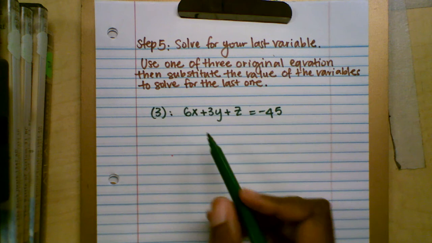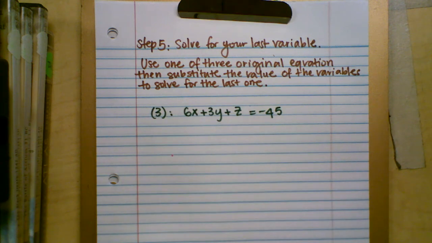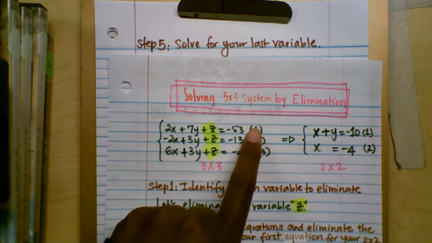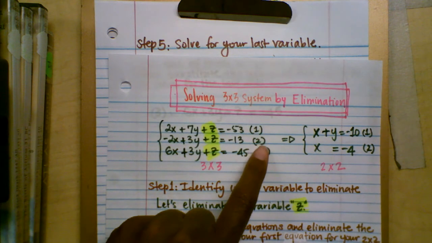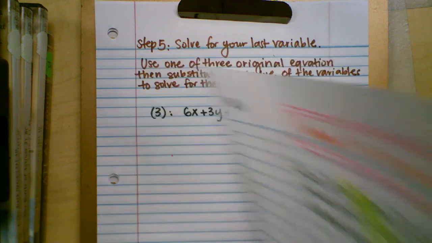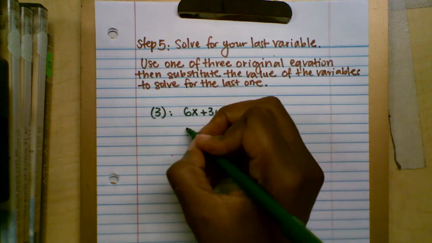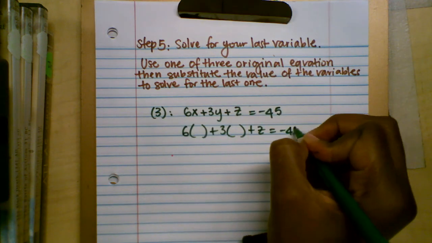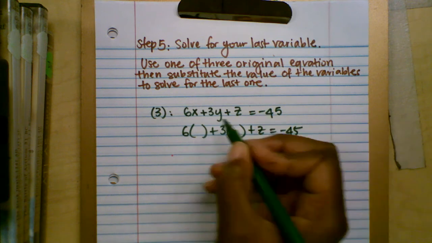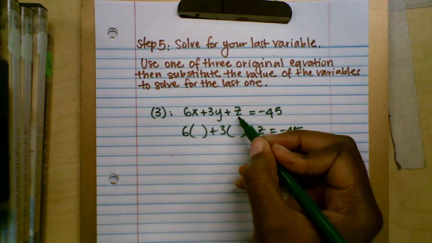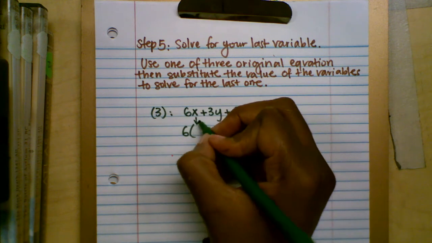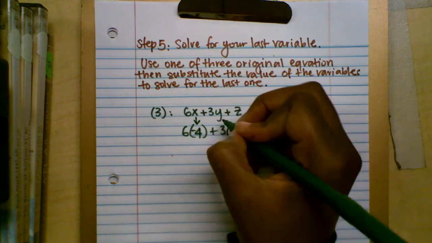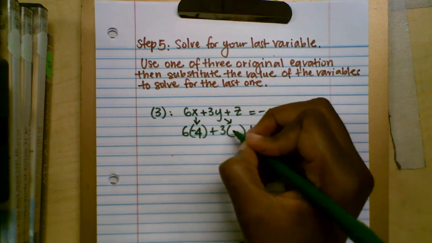So what am I saying? I'm choosing to use the last equation, equation number 3. You could have used equation 1 or 2. It doesn't matter. You end up with the same number for z. Because I canceled z earlier, this equation gives us z, so I can solve for z. I'm going to replace x by its value. What is the value of x? It's negative 4. And what is the value of y? The value of y is negative 6.